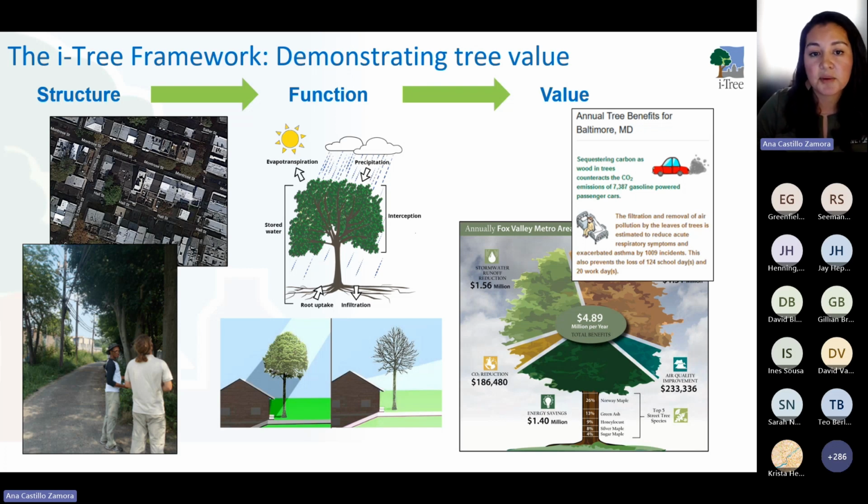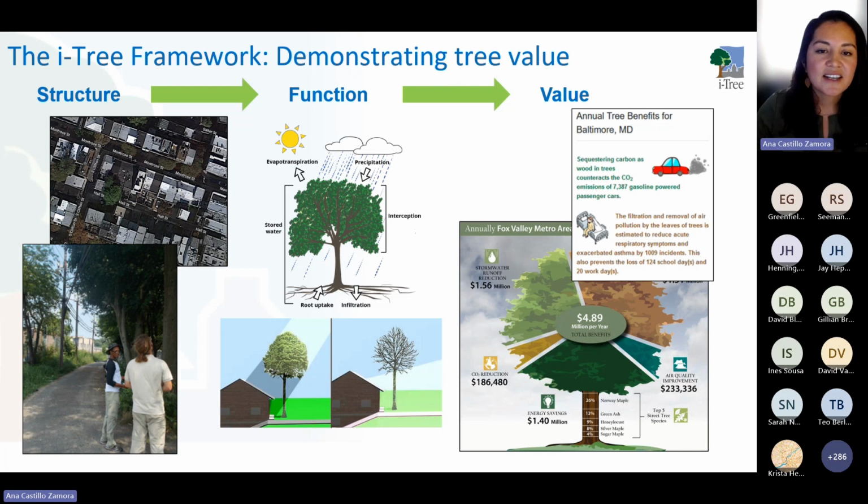This is an analysis for Baltimore, Maryland, where the trees in that community offset the emissions of almost 8,000 gasoline-powered cars, or the trees can improve air quality to the extent that they can decrease asthma incidence by over 1,000 and prevent the loss of 124 school days and 20 work days. Again, demonstrating the value, but in different ways that might speak better to the audience that you're interested in, whether that's teachers, public health officials, the general public.